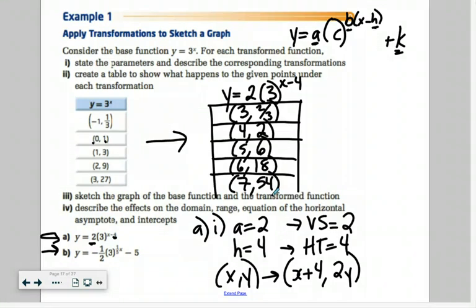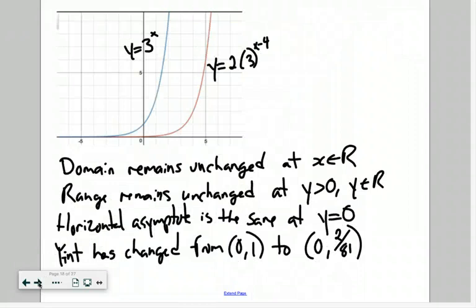I've got the graph already on the next page. Again, in blue you can see the original y equals 3 to the power of x, and in red you've got the transformed function, y equals 2 times 3 to the power of x minus 4. Now looking at those properties, your domain remains unchanged. They both have a domain of x, any real number. Your range is also unchanged because you still have the same horizontal asymptote at y equals 0. It's the same for both, which means your range is always going to be greater than 0.